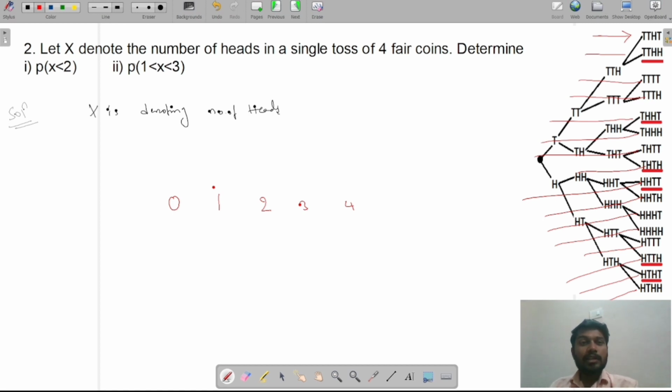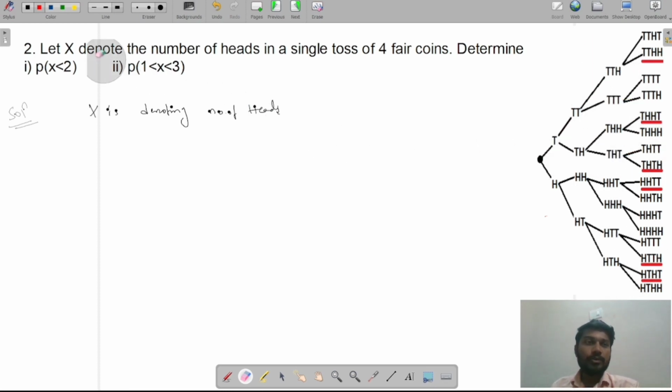X denotes the number of heads. So how many heads does it denote here? X takes the values 0 times, 1 time, 2 times, 3 times, 4 times. So that is what X means here: 0, 1, 2, 3, and 4. These are the values of the random variable X. Then what are the probabilities for this random variable?